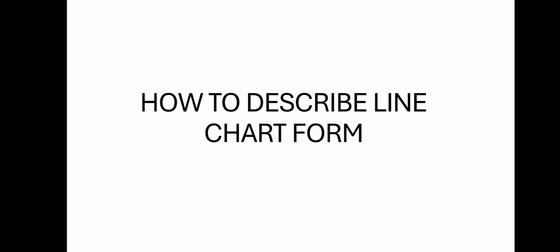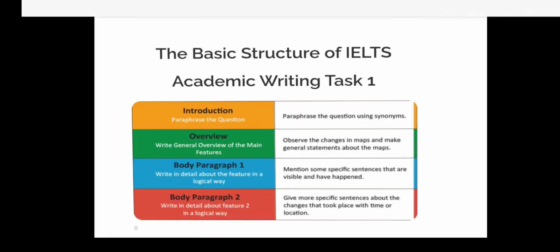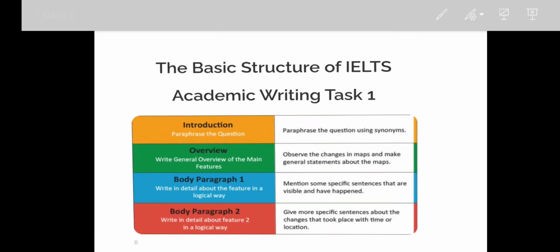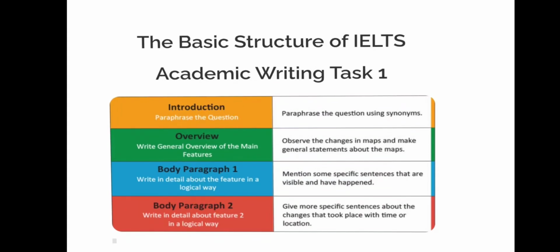Now, let's come to the explanation. IELTS Writing Task 1 structure. In Writing Task 1, you will be asked to write a report for a bar chart, line chart, table, pie chart, maps, and diagram. All IELTS Writing Task 1 have the same structure. Regardless of which task you are given, there are four main paragraphs that you need to use for Task 1. Number one is the introduction paragraph.